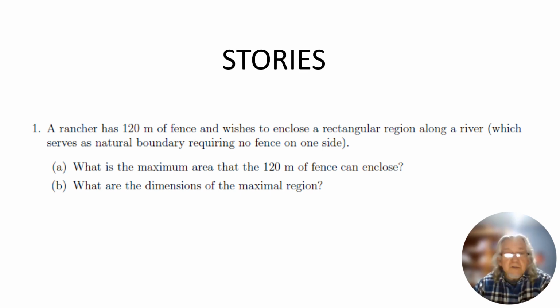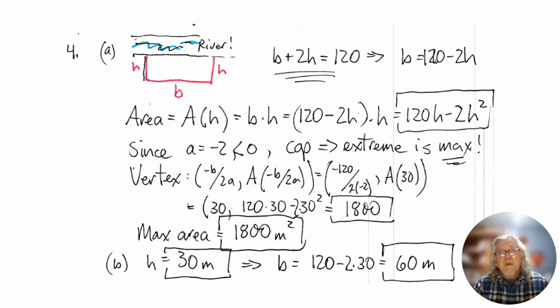What are the dimensions of the maximal region? So I've drawn a little picture. Here's the river. There's a rectangle with a base and a height. Not length and width. No, we're at the university, okay? Base and height. So what I do know is that a base plus 2 heights is 120 meters.